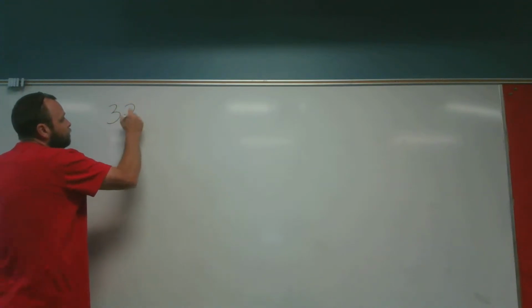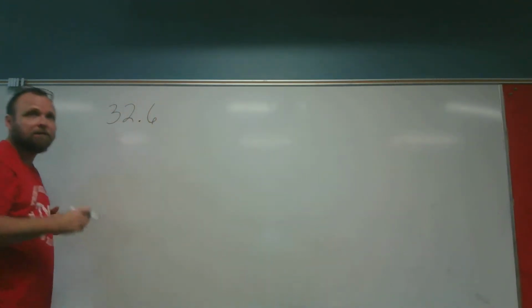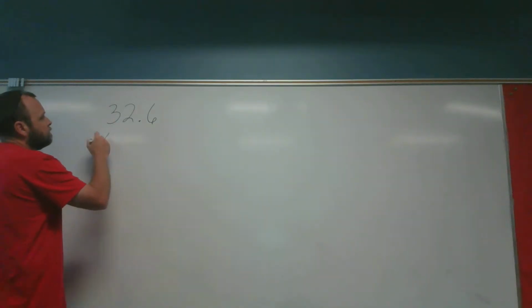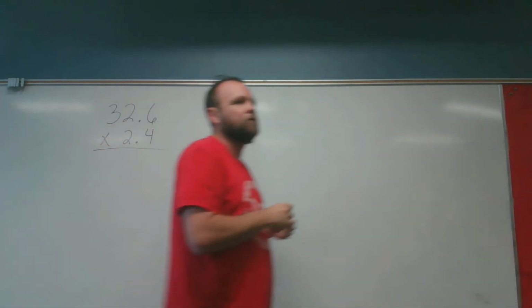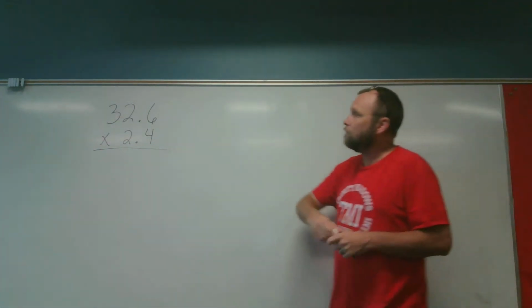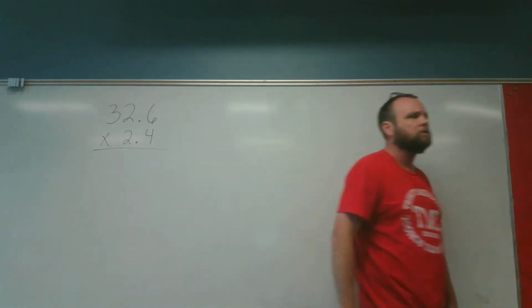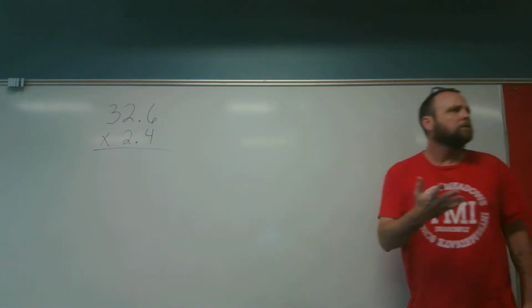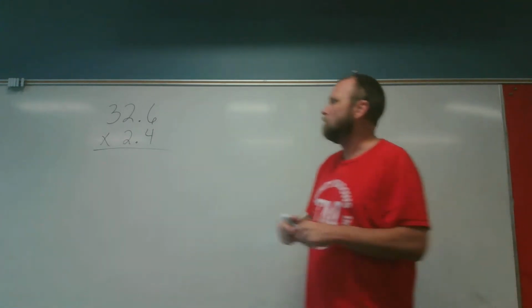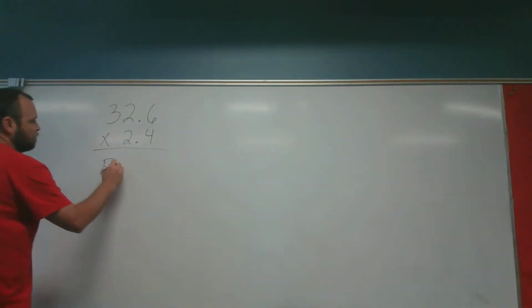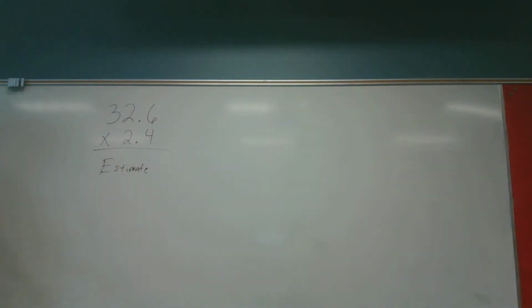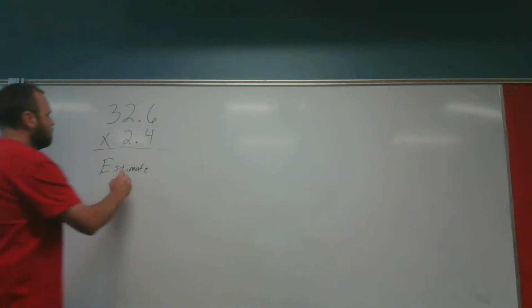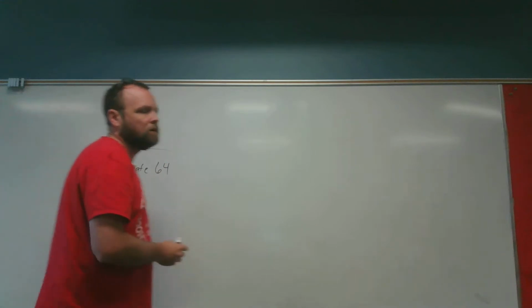32 and 6 tenths times 2 and 4 tenths. Let's just look in front of the decimal point. What is 32 times 2? Oh, you can do that in your head. 64. So our estimate's going to be somewhere around 64. It's going to be more than 64 because we took 32 and 6 tenths and made it smaller. We just looked at the whole number estimation. So our estimate is around 64.